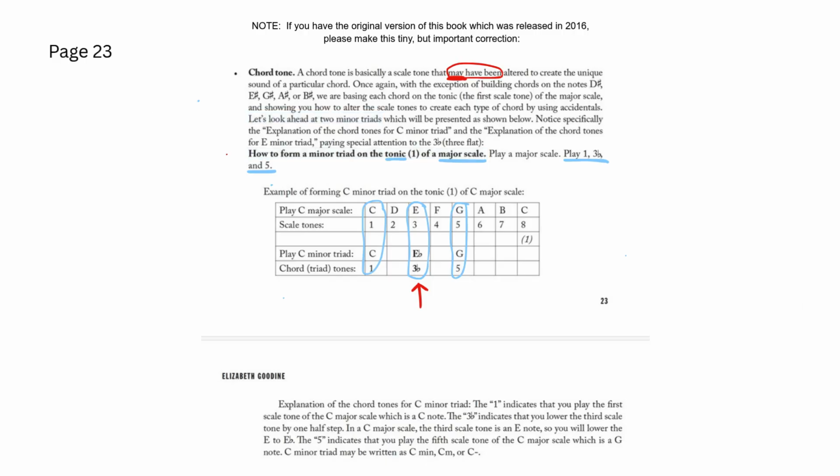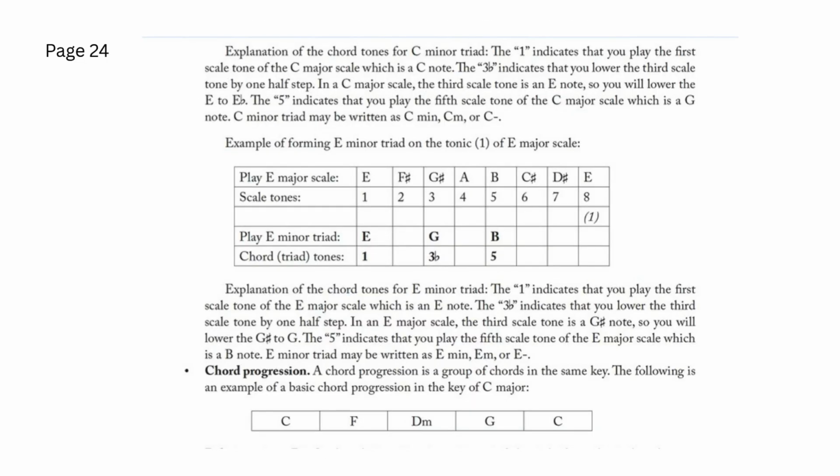I'll play the major scale. So you can see that the third scale tone of a C major scale is an E note. Okay, but the 3 flat means that we want to lower the third scale tone by a half step. Page 24. Explanation of the chord tones for C minor triad. I really just went over that. You can read that again.